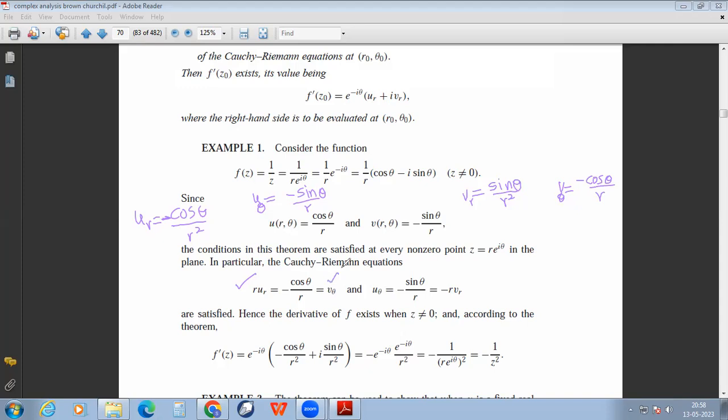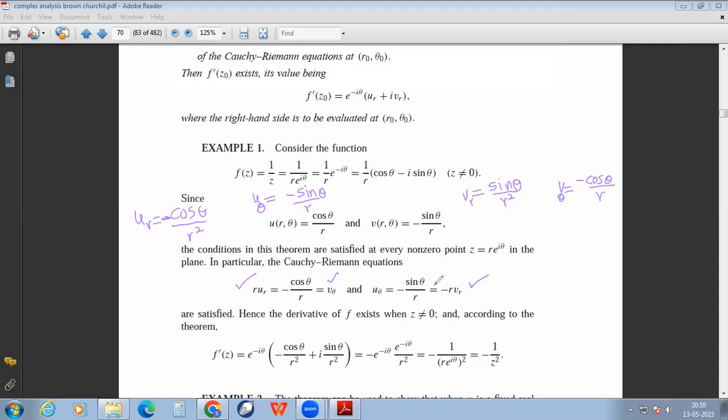Followed? So you need to work in your notebook. If you work it out, the things are quite easy. Now u theta was minus sin theta upon r, and as far as v_r is concerned, you can see there is no minus sign, and there is an extra r in the denominator, so you can call it minus r v_r.